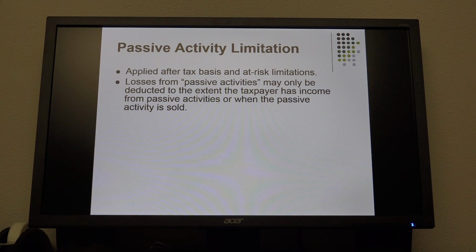And so what they do here is they essentially lump activities into three sections. And of course you have your things like wages and income from self-employment, that sort of thing. That's going to be lumped into your ordinary income type.